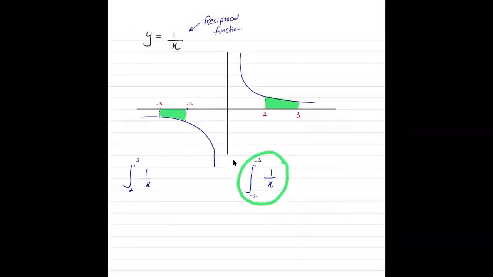So let's integrate them. I want you to integrate first 1 upon x and apply the limits from 2 to 3.